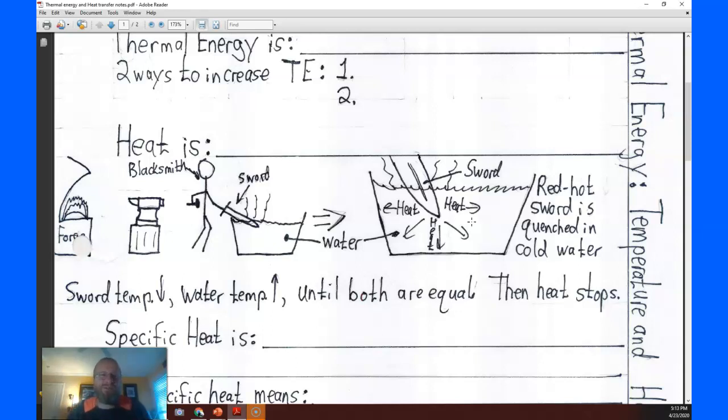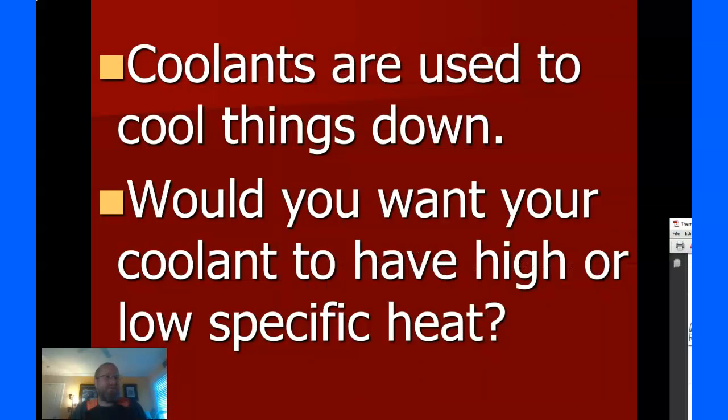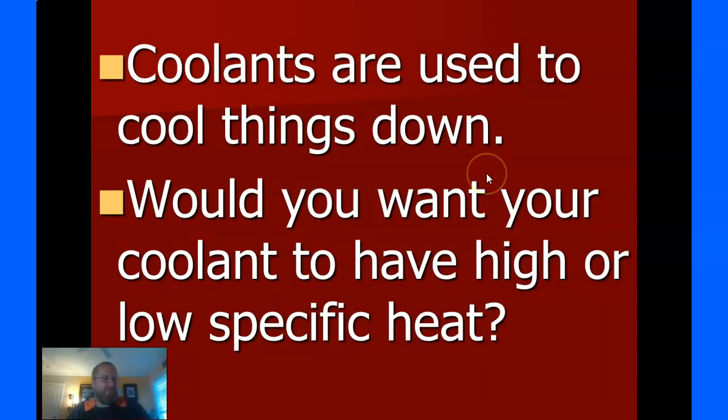When I was a kid in the 70s, that wasn't the same way. You had to change it out. 6 months of the year, you had water in your radiator. 6 months, you had antifreeze. Crazy. You don't have to live in those times.